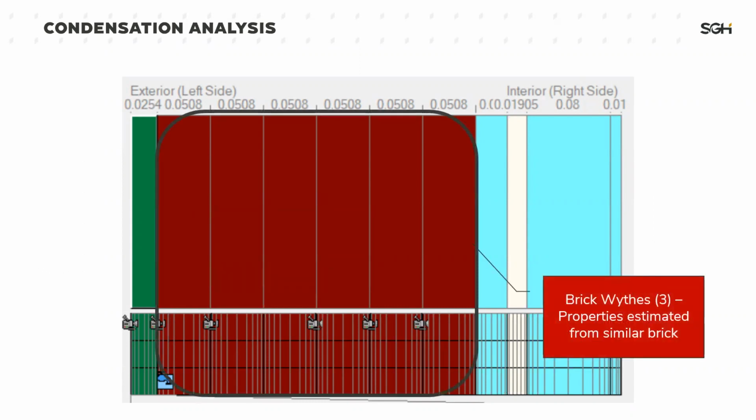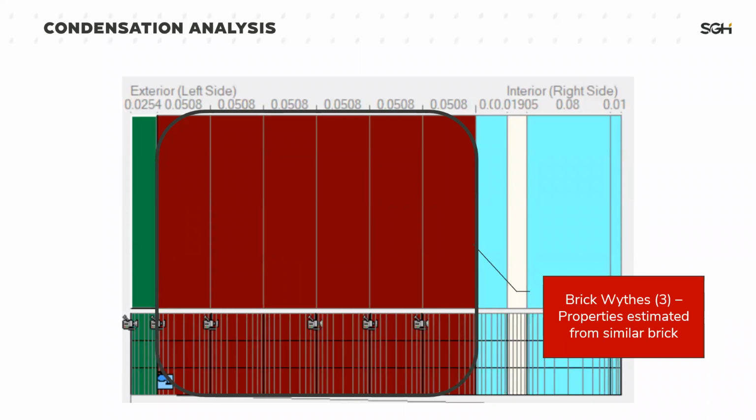These 6 layers here represent our 3 wides of brick. The reason there are 6 is that we split each of the wides into 2, so we can extract data about the outer and inner layers of each wide. We typically recommend that clients have us perform brick sampling. So we'll come to the site, take some samples, and then run lab tests on the brick to learn about what the brick's actual hygrothermal properties are.